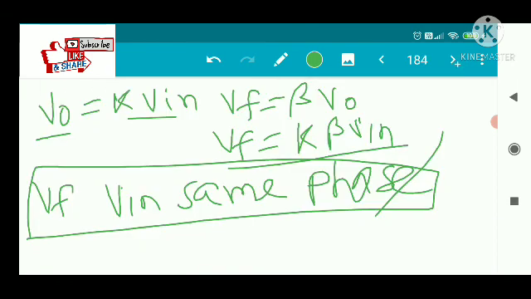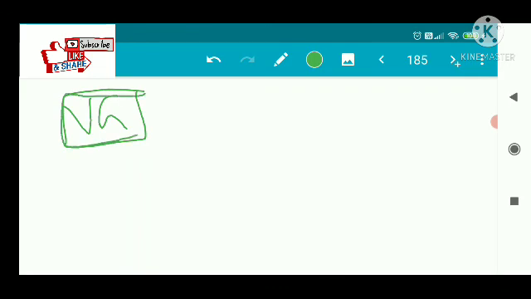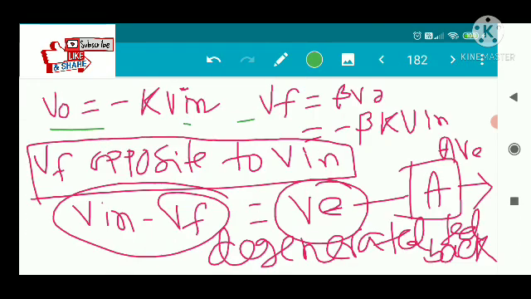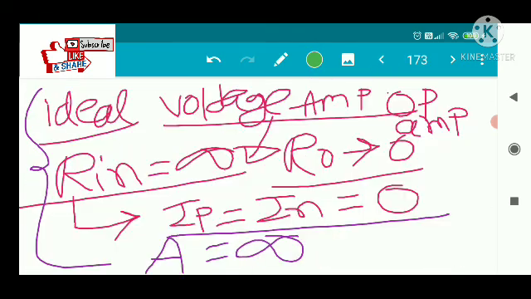Okay, so this is all for today. Next day we will discuss the virtual ground concept. Okay, so virtual ground is a very important concept. If you know the virtual ground concept, almost 90% of the problems in the context of the operational amplifier you can solve very easily. So today, I am just going to summarize.